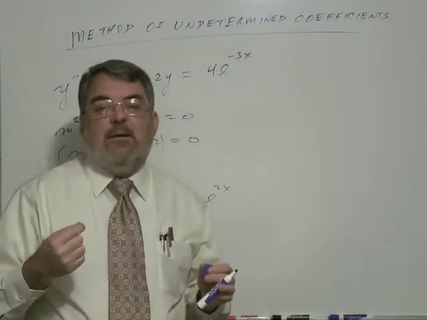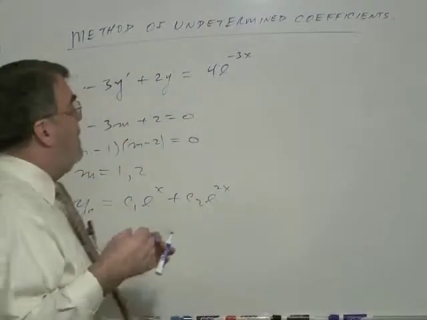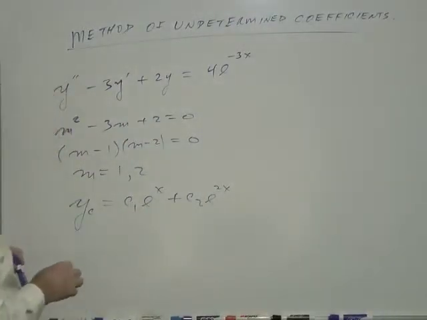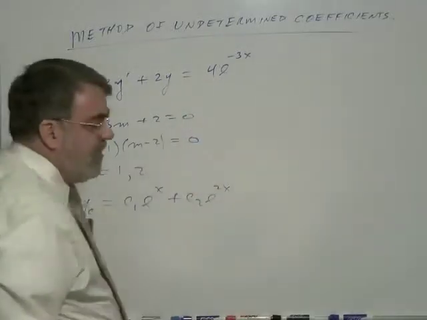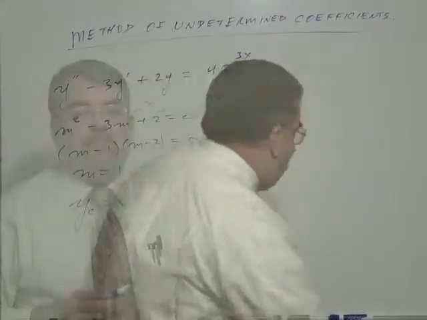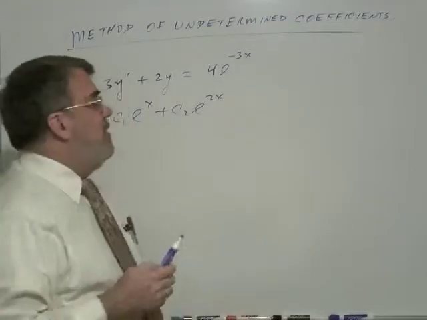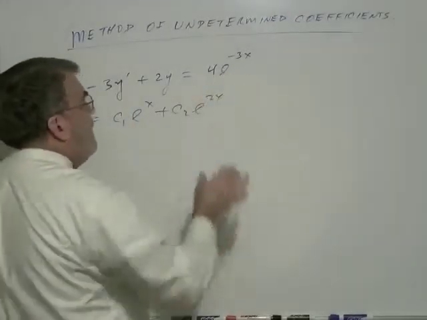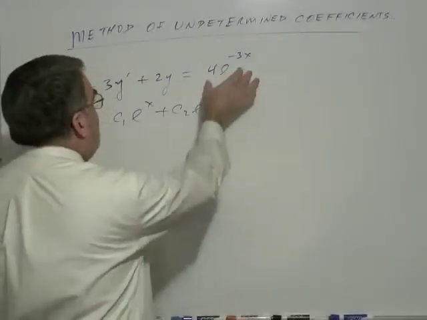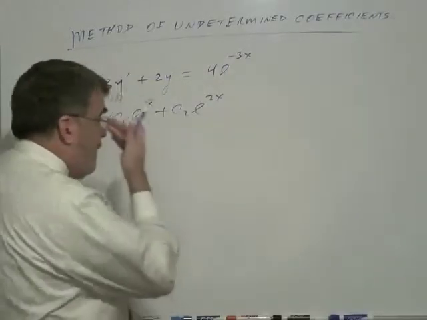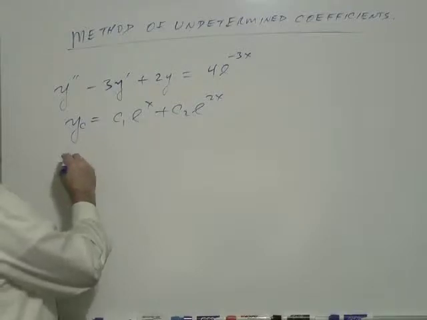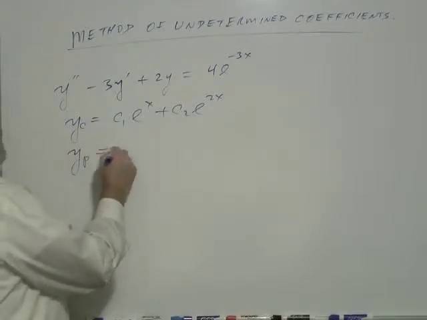Now we focus on the right hand side, the 4e^(-3x). So I'm going to erase this and move that up there so we have a little more room to work. We're now ready to find the rest of the solution to this problem that incorporates the non-zero part on the right side, the 4e^(-3x). And that aspect of the solution is called the particular solution, and we notate it y subscript p.